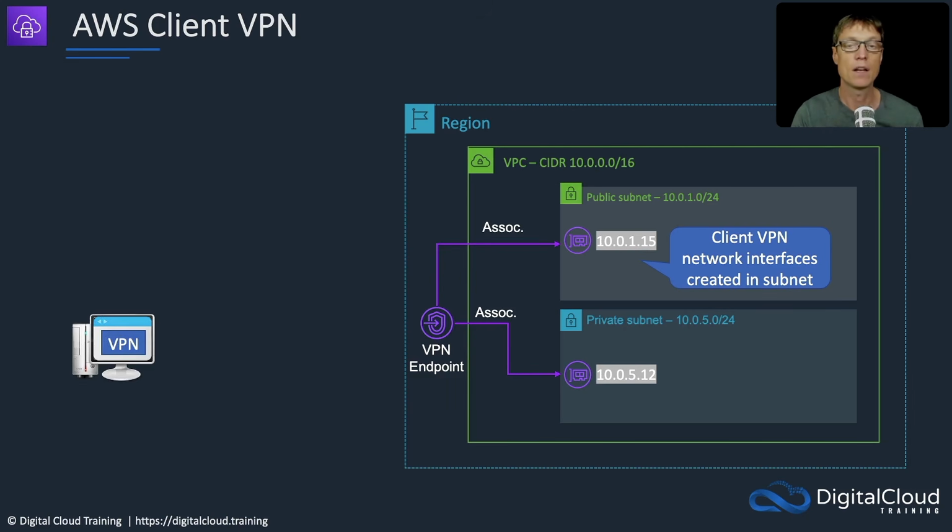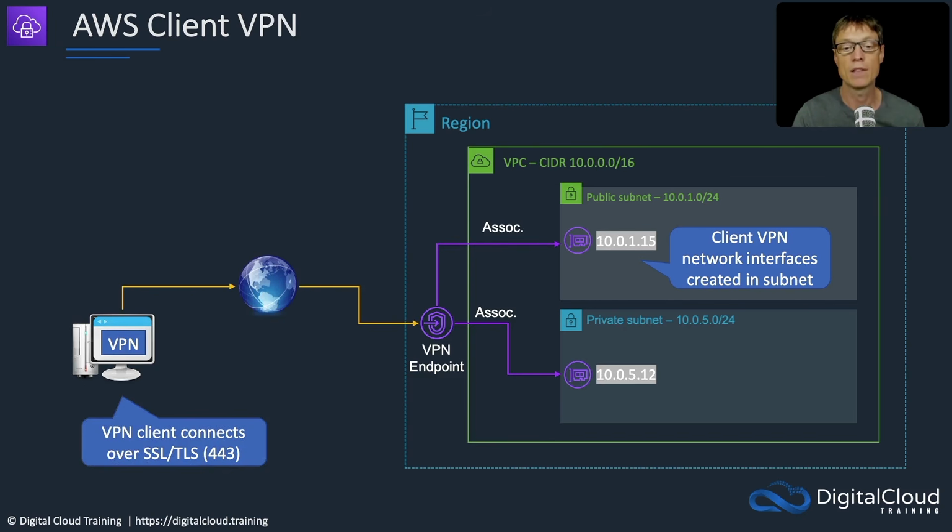We then have the client computer, and that's going to be running some VPN software. The VPN software is not AWS software, so you need to choose one of the available options. There's lots of free options. In the hands-on in the next lesson, we're going to use OpenVPN. The client software will establish a connection with the VPN endpoint over SSL/TLS, so port 443, and that's going to be via the internet.